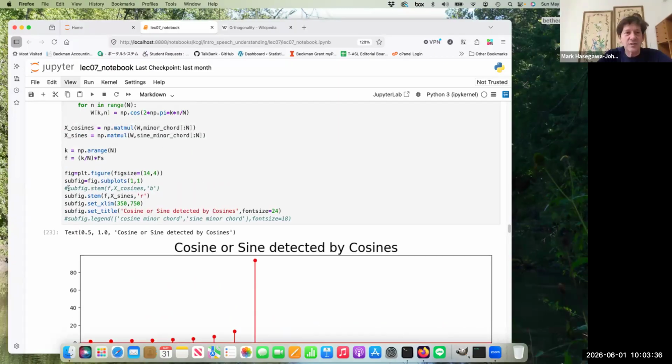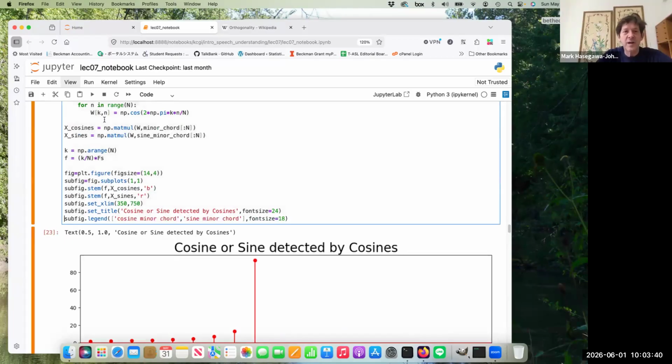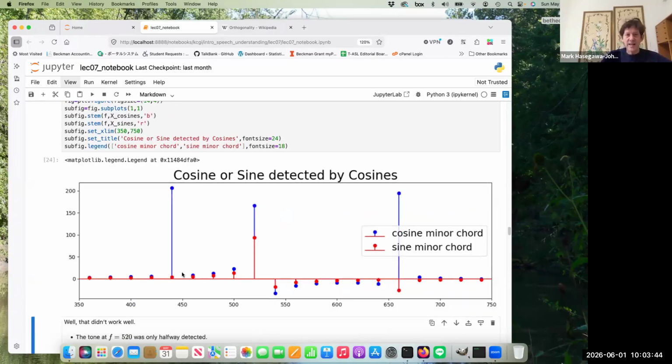So when the note is created using sine waves, but I analyze it using cosines, I get very bad analysis. It's very hard for me to tell from these red dots that this is a minor chord. These red dots make it look like there's only one note there instead of three notes.